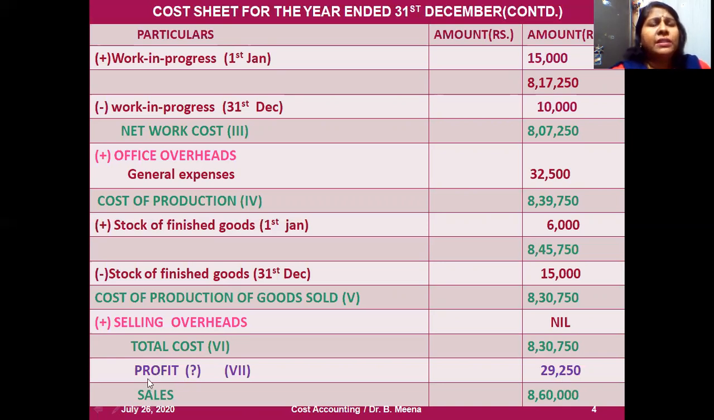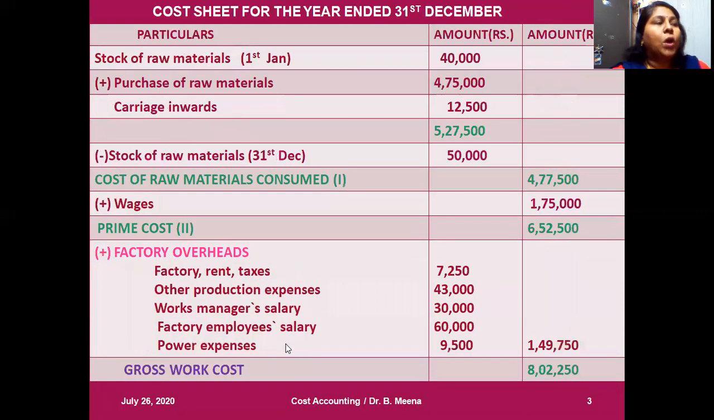How the term is decided as profit: when sales is more than your total cost, the difference is called profit. In case the sales is lesser than the cost, the answer will change here. The answer may be termed as loss. But as for this solution, the sales is more than my cost. That's why the difference of sales and the total cost is termed as profit. I think you are able to understand how to prepare the cost sheet.